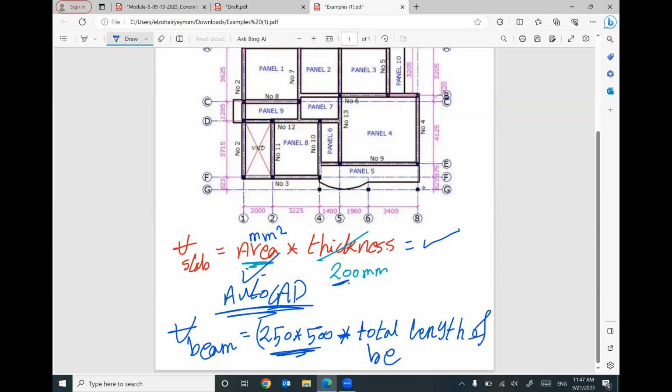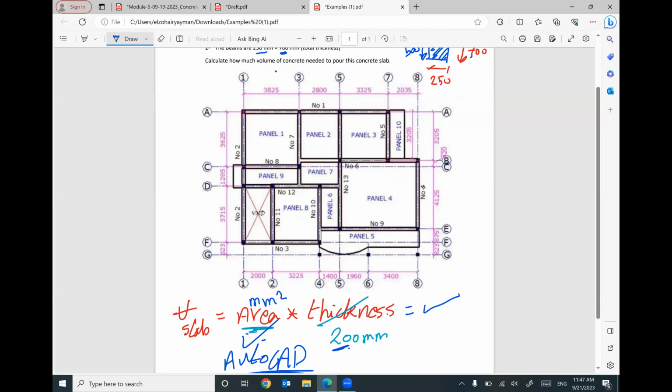Go ahead and figure out the total length. What is the length here? This one. What is the length here? This one. What is the length of this beam? This one. It will be the same. What is the length of this beam? You can get it from here. So with your calculator, go ahead and tell me what is the total length of these beams.